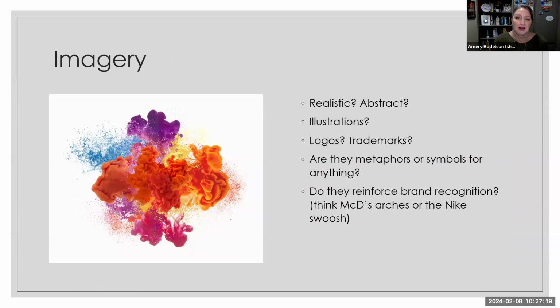And then if you have images, such as in an ad or in a piece of art, is it realistic? Is it abstract? Is it hand-drawn? Is it computer aided? Is it paint? Are there logos and trademarks littering it? Is there a metaphor or a simile or a symbol embedded in what you're looking at?